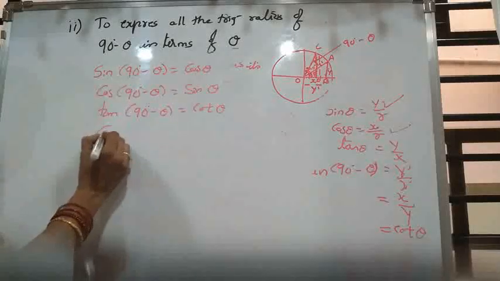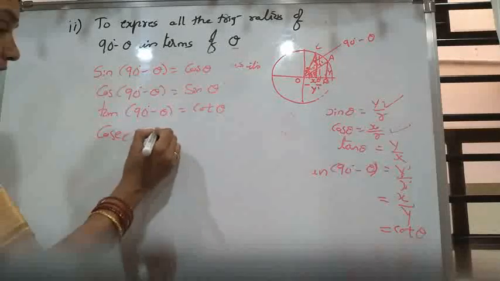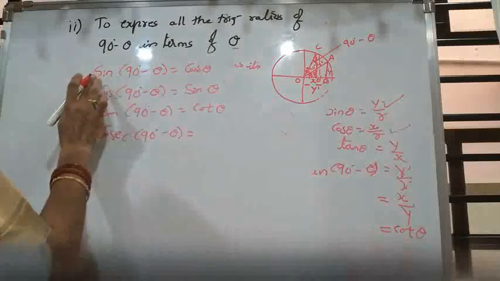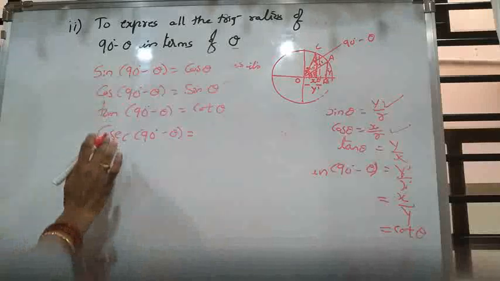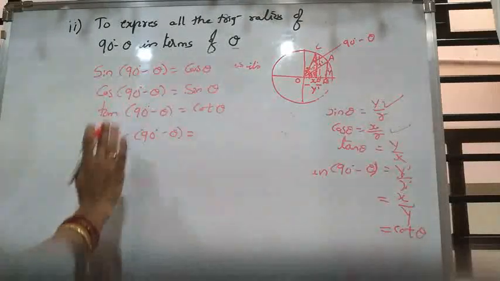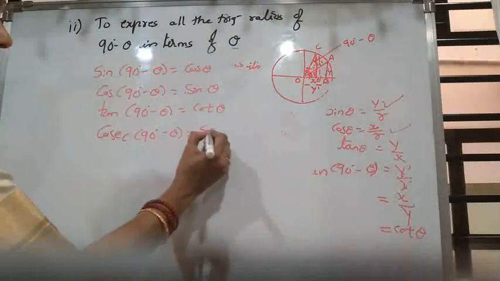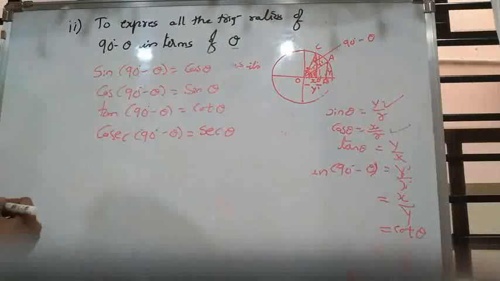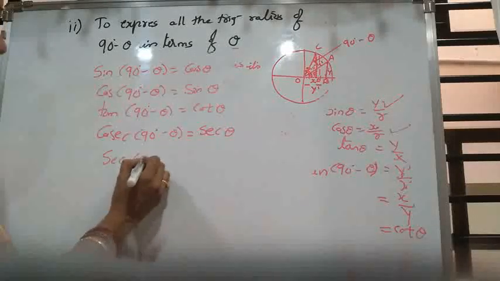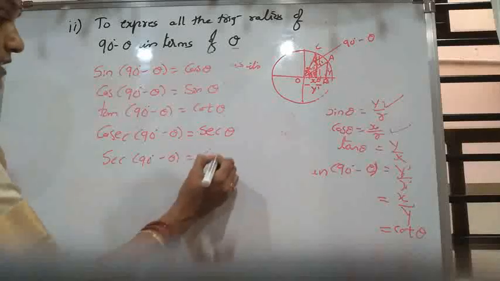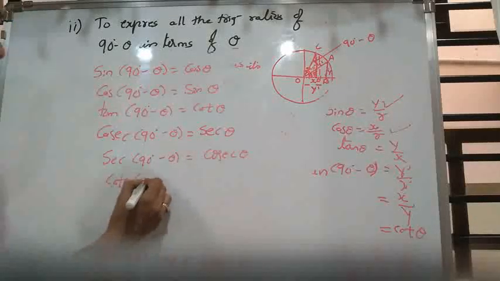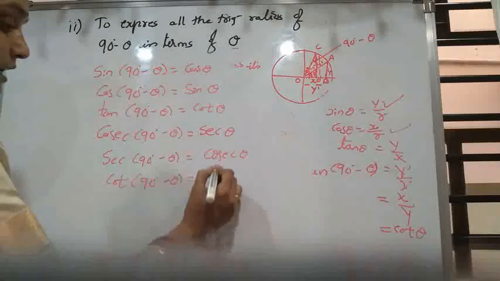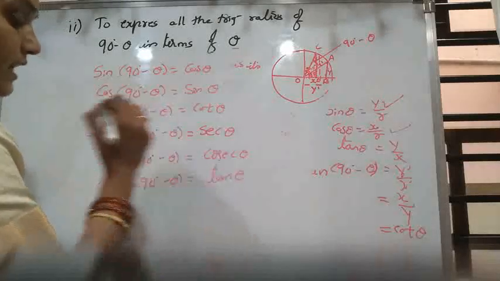Similarly, for the reciprocals, cosec of 90 degree minus theta. Sine and cos are co-ratios. Tan and cot are co-ratios. Like that, cosec and sec are co-ratios. So, cosec of 90 minus theta, I write as sec theta. Then, sec of 90 degree minus theta is cosec theta. And cot of 90 degree minus theta is tan theta.